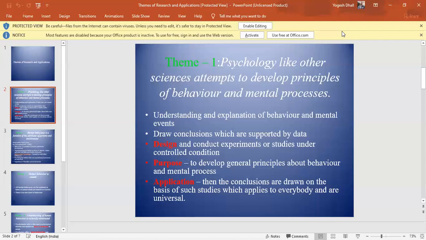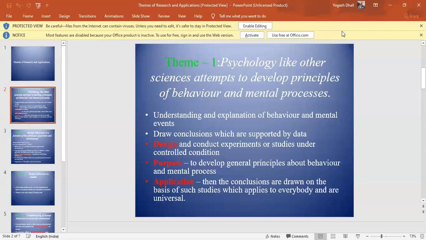Then, fourth point is to develop general principles about behavior and mental processes. So, after conducting experiments, main purpose is to develop principles, means to develop rules or facts which help to explain a particular phenomenon. So here we can relate behavior of various people before and after due to these particular principles. So psychologists develop principles also.